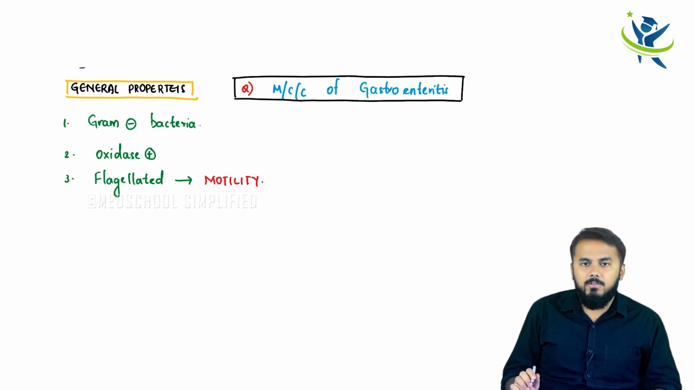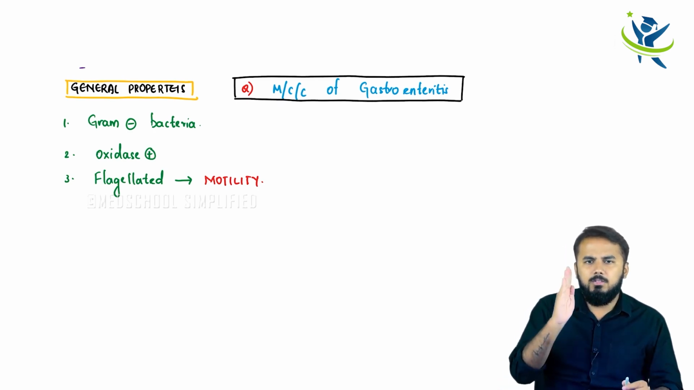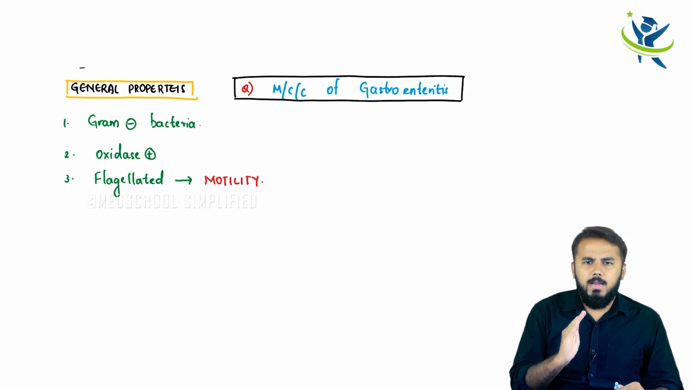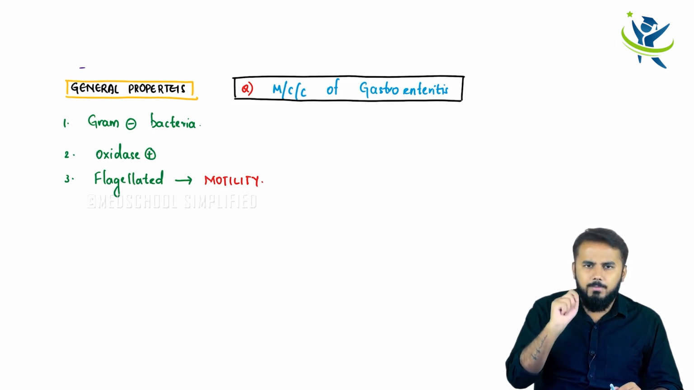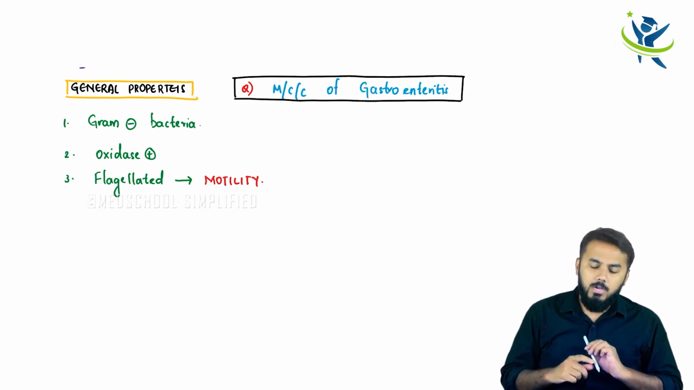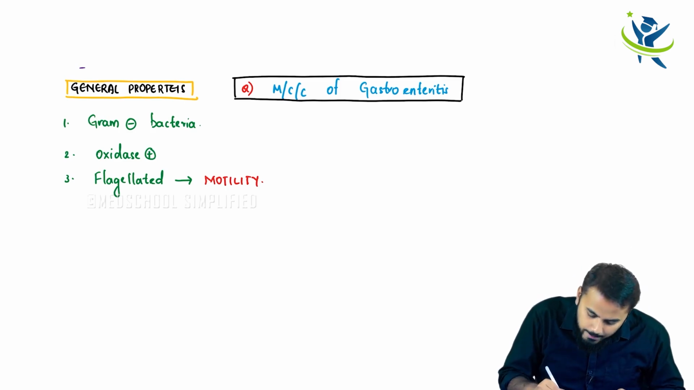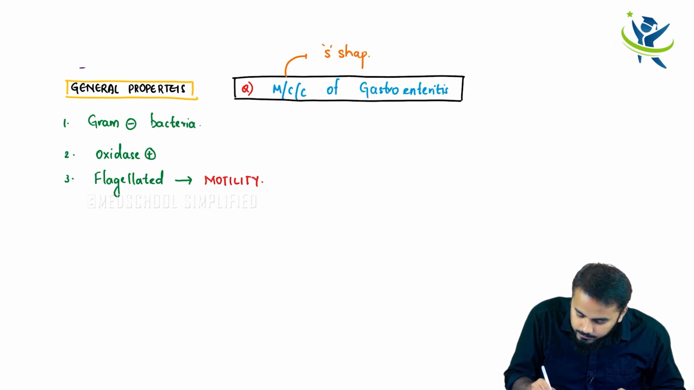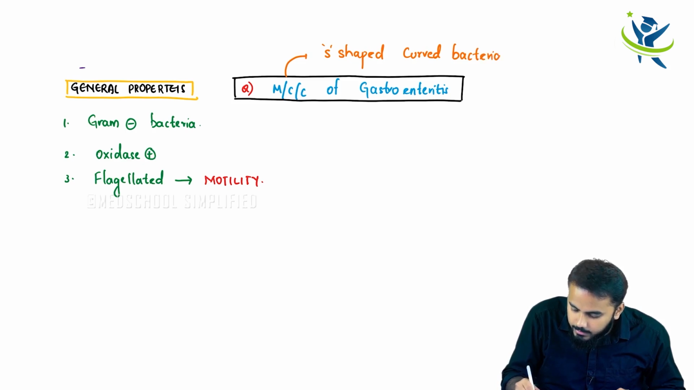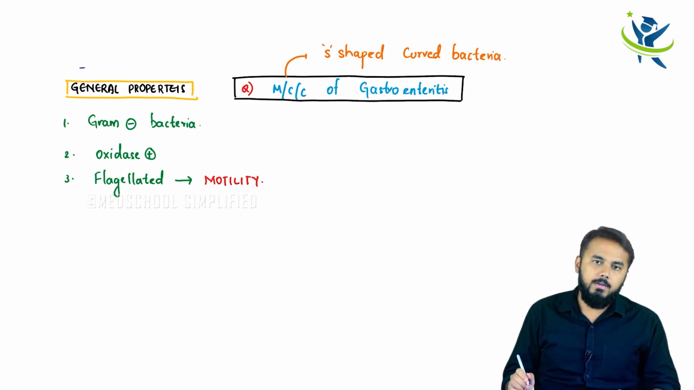And by the way, when you look at this bacteria, it is not straight, rather it is a little bit curved like this. If you look exactly, it is an S-shaped bacteria. So Campylobacter jejuni is an S-shaped curved bacteria.